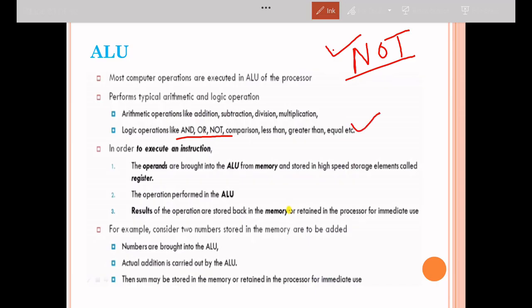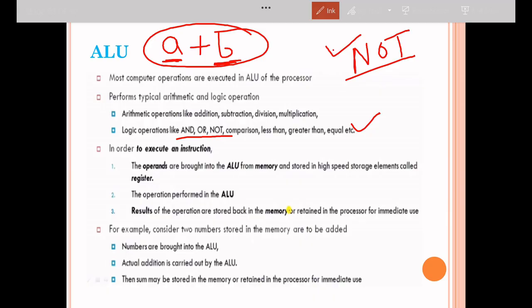Third, suppose you want to add two numbers, a plus b. At first, these two operands are already in registers, because a register is holding the address. So this addition will be performed in the ALU, the arithmetic logic unit. All operations will execute only in the ALU, and at last the summation will be stored in memory, and you will get the result.